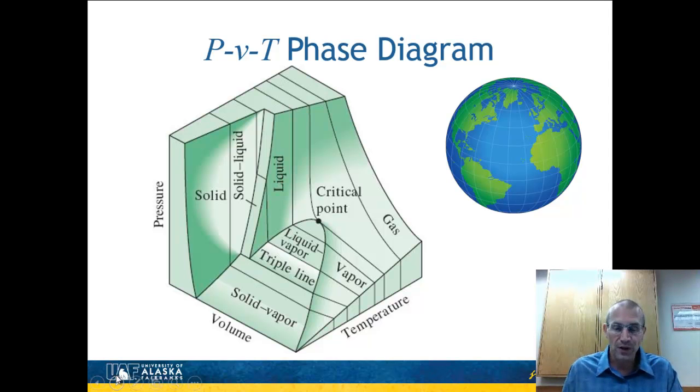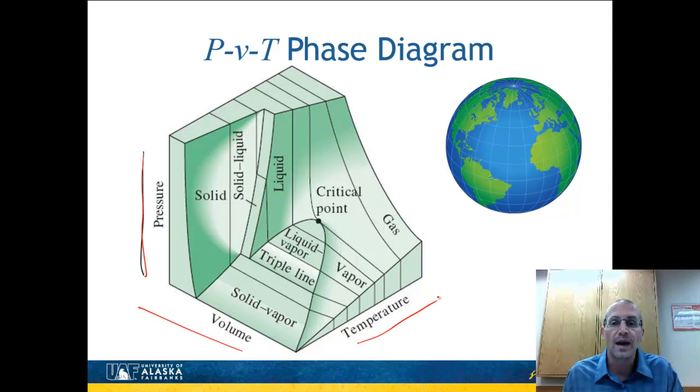We can combine those into what's called a 3D phase diagram or a PVT phase diagram. And I show it here. It's a three-dimensional picture from the textbook. And we have three axes. We have pressure. So let me go back to the red pen. Okay, we have pressure on that axis, volume on this axis, and temperature on this axis.